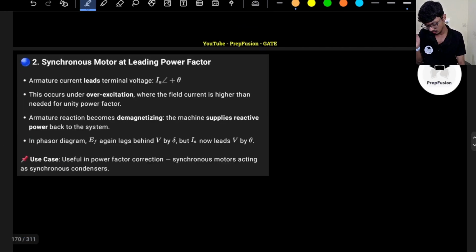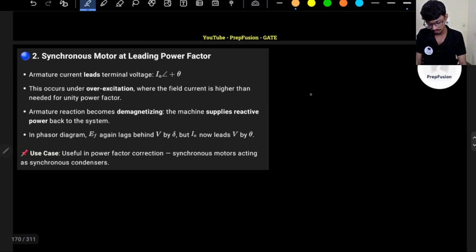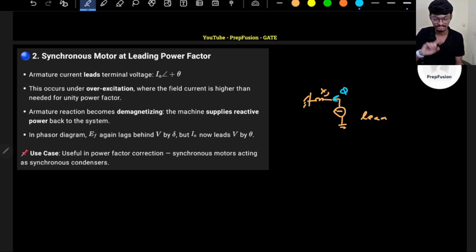Now if it is leading power factor, that means this is my bus, and the motor is delivering reactive power. If it is delivering, then obviously the internal main field flux is getting reduced. So armature reaction is demagnetizing. Basically, my machine was overexcited.